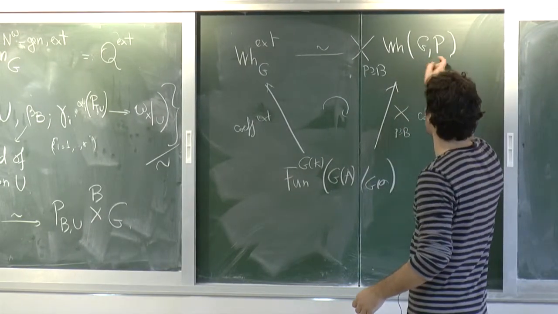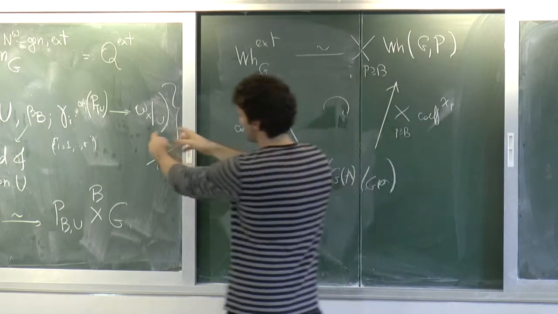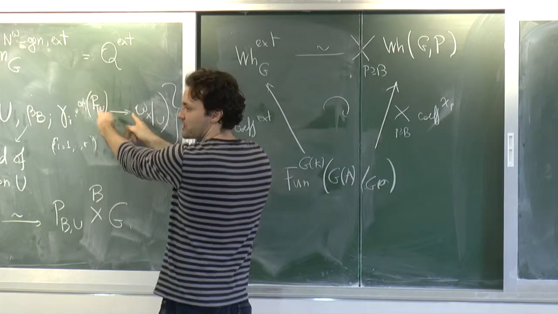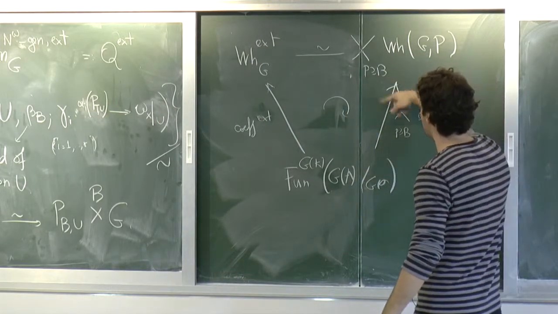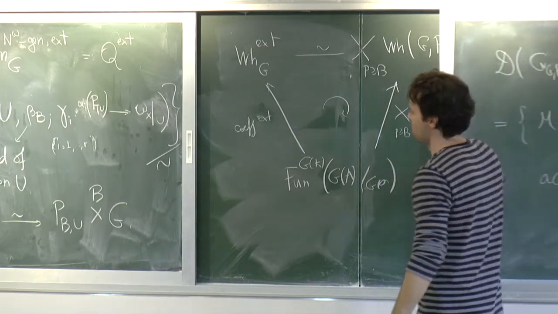the partial Whittaker corresponding to parabolics. I will impose that some of these maps are 0, some of these maps are isomorphisms. That's how I'm going to replace the non-degeneracy of the characters.